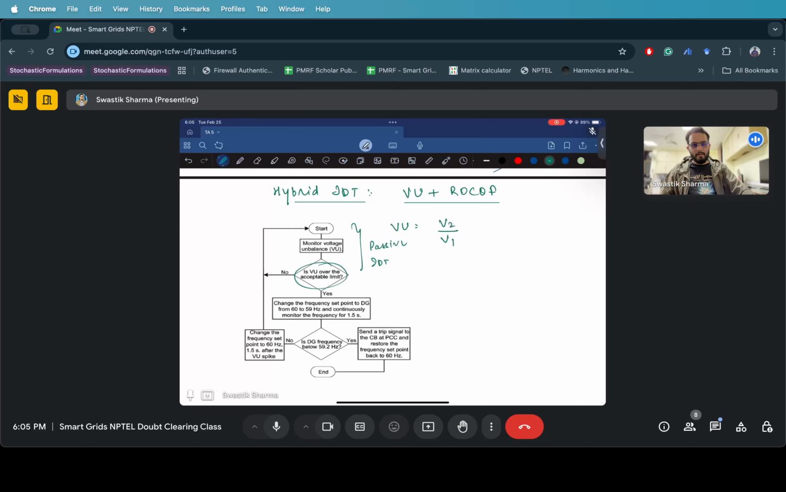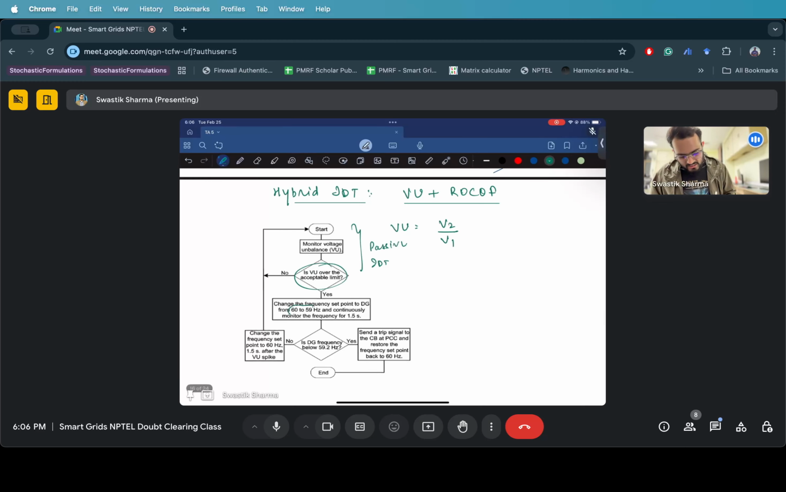Some component has tripped or something has happened and voltage unbalance has come. But it can be a normal mode of operation too, right? So to check if this is normal or not, what we do is we change the frequency. So we are changing the frequency set point of our distributed generator. This study is done for a 60 hertz system, which is the American system.